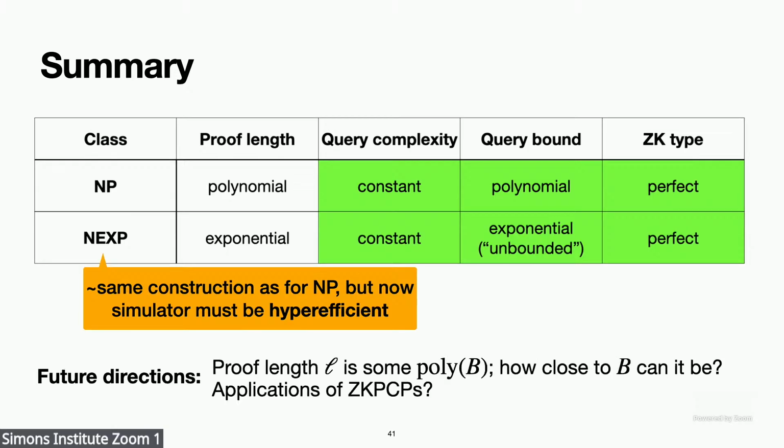Okay, so future directions. As I said, the proof length L is some polynomial in B and N. So a really interesting question is how close to B can it be? Can I query 10% of the proof and not learn anything? I don't know. Of course, I had some reasons why you should care. I hope that there are others. If you have any ideas for applications of zero-knowledge PCPs, I would be very happy to hear them.